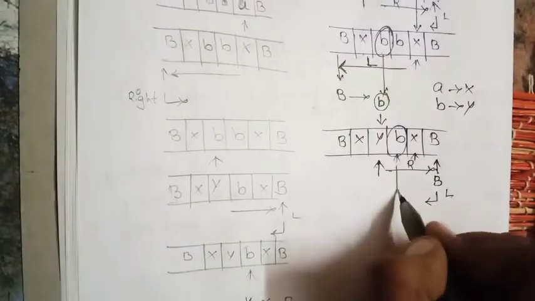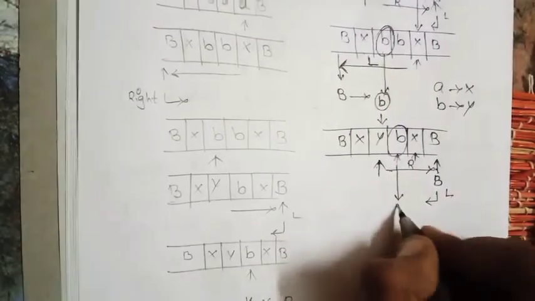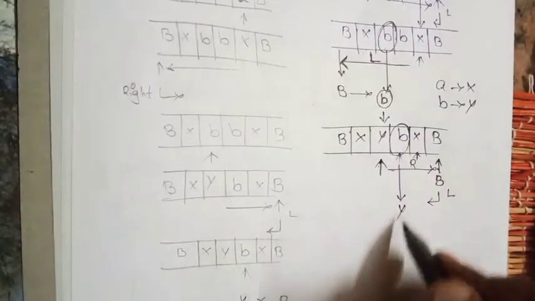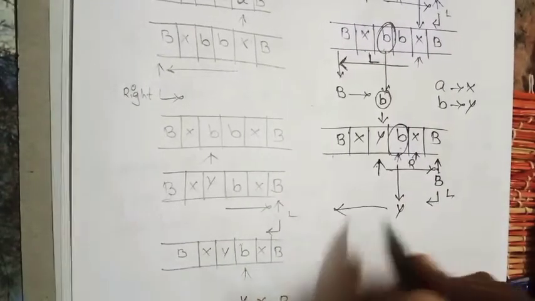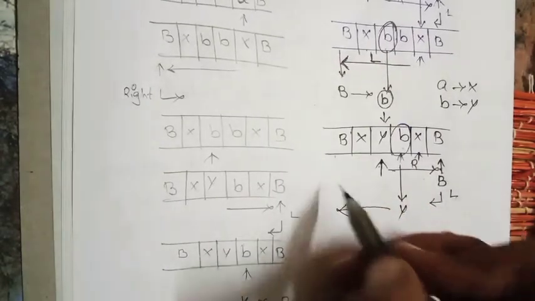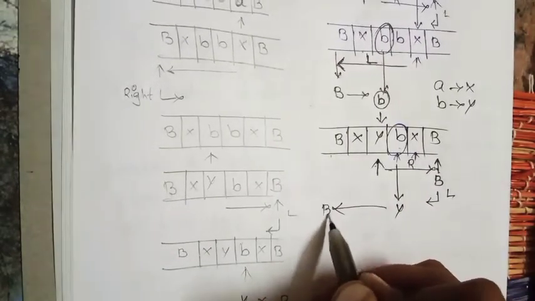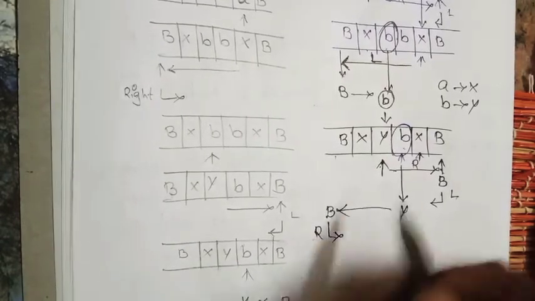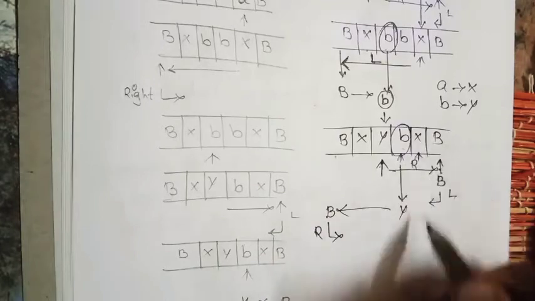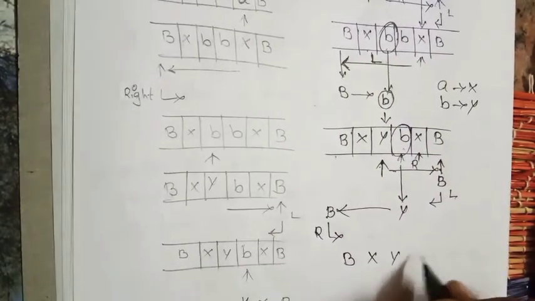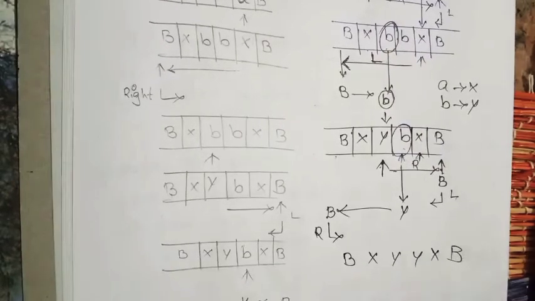So how will the B remain? The B will be changed to the Y. Then now I am going to read that. After reading the Y, I am just moving to the blank symbol because there are no more B's. If we have any B's also, we should reach the blank symbol. I reached it. Now again I am turning, guys, to the right side and again I am checking if any B's are left. No. So write the form B X Y Y X B.